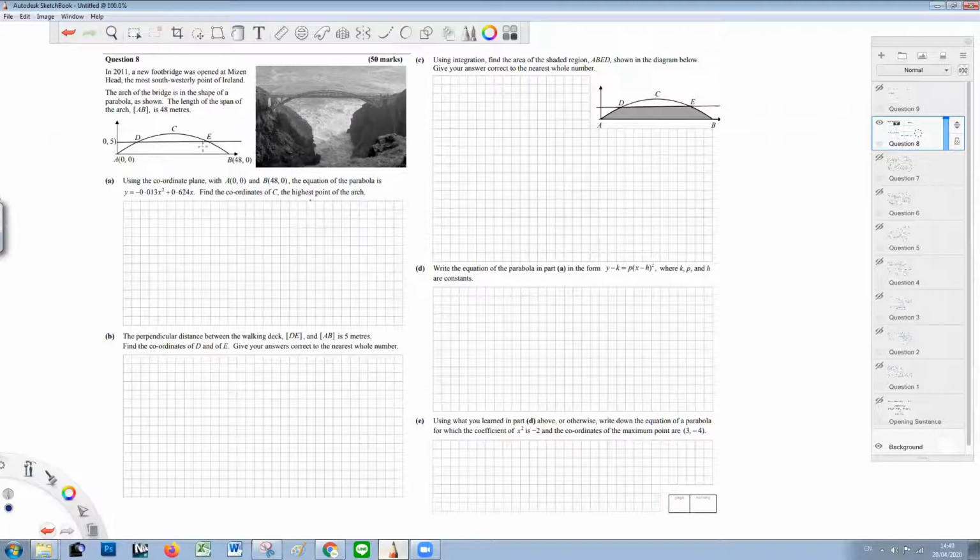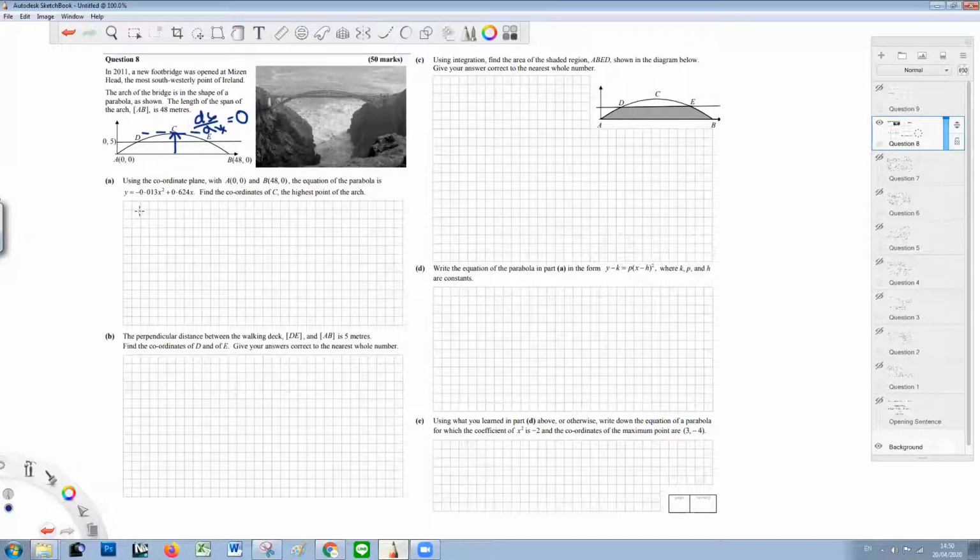So what it's basically asking us here is to find the highest point of this parabola. And if we want to do something like that, we will find that by finding where the turning point is, where dy dx is equal to 0. Now I said integration a few seconds ago because that's the area under the curve, but we also have to do differentiation. We know that we need to do differentiation here because we're looking for the highest point. It says find the coordinates of C, the highest point of the arch, and we're going to find the highest point by differentiating it, letting dy dx equal 0 and subbing in accordingly.